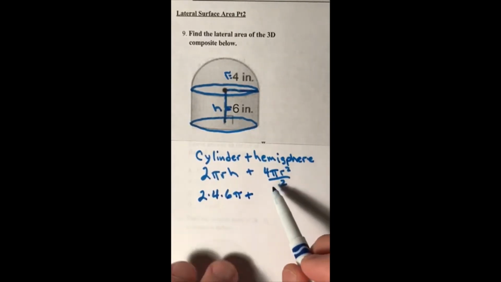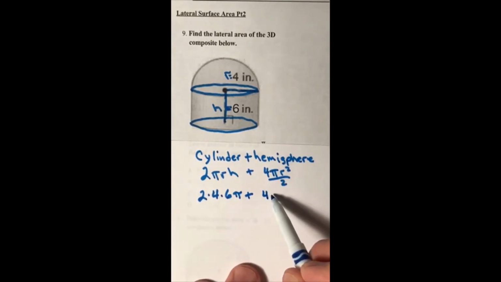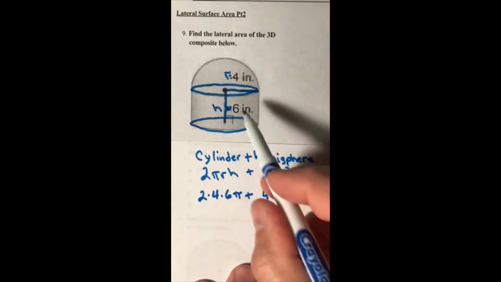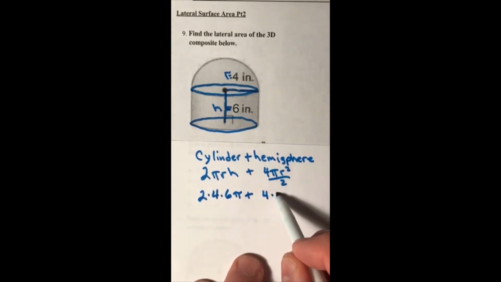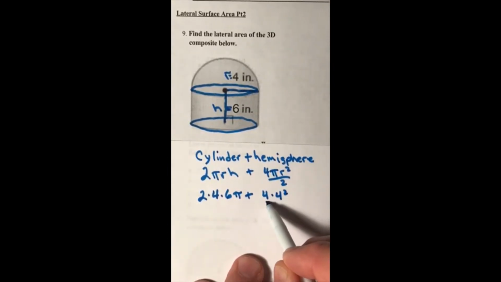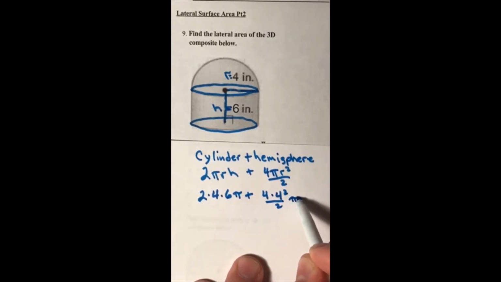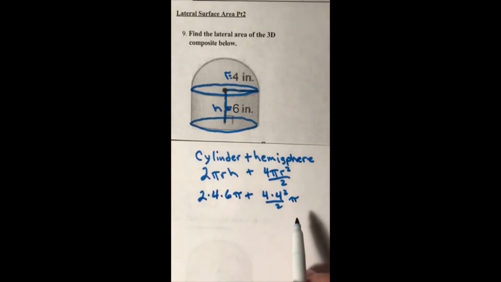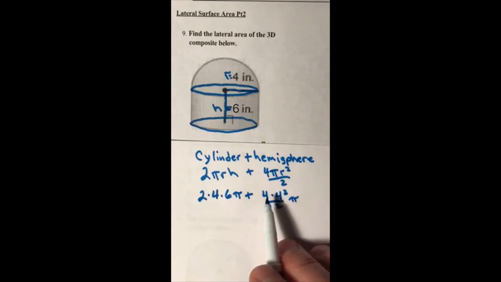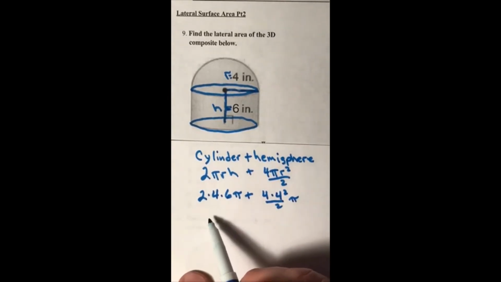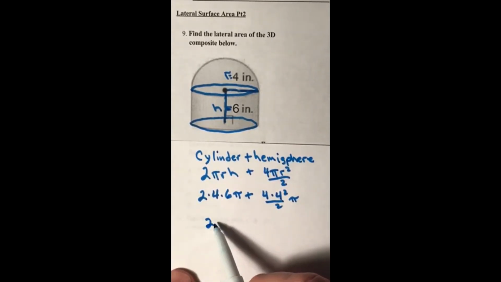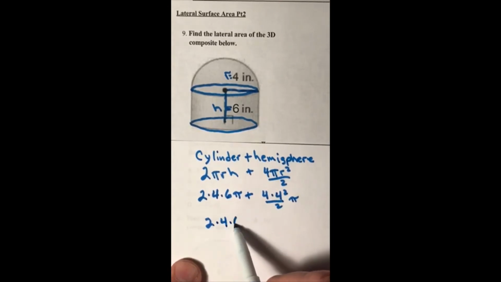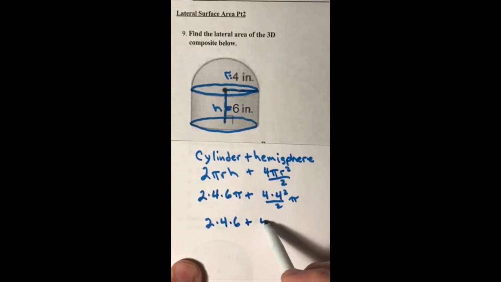plus 4 times, and then the radius, right, is 4. It's 4 times 4 squared divided by 2, put pi at the end. All right, and then we can factor out this pi, so that we have 2 times 4 times 6 plus 4 times 4 squared divided by 2, and all of that with pi at the end.